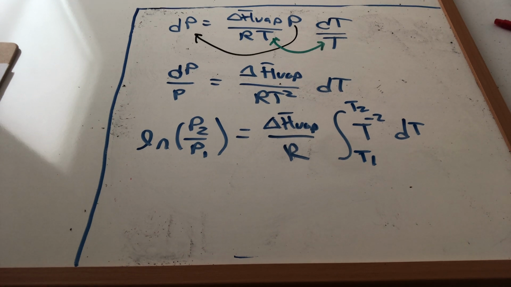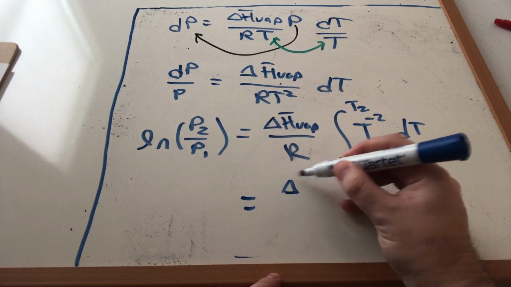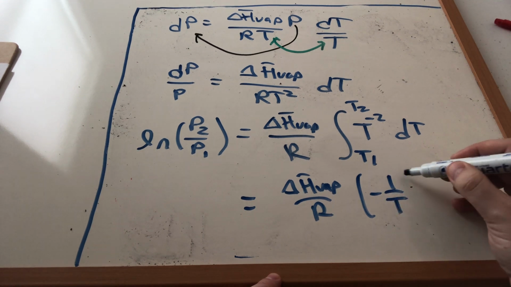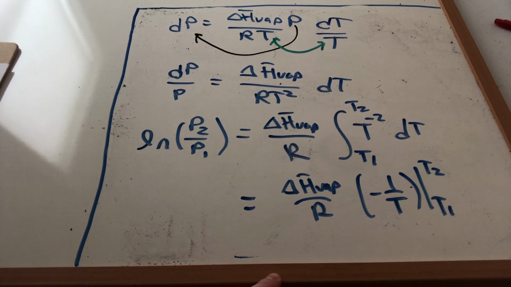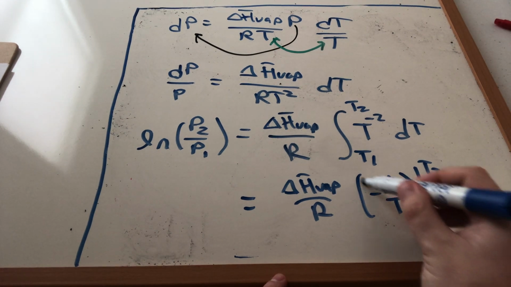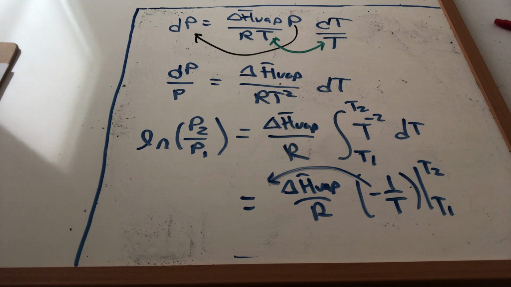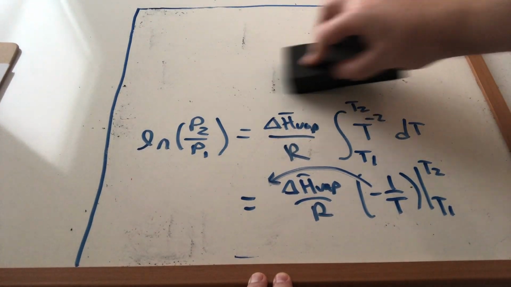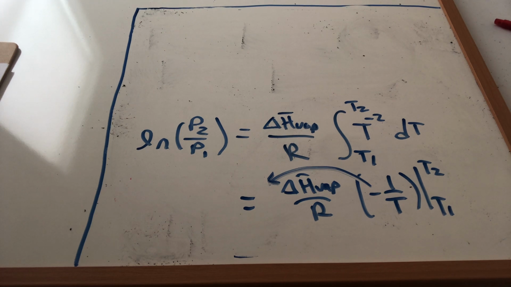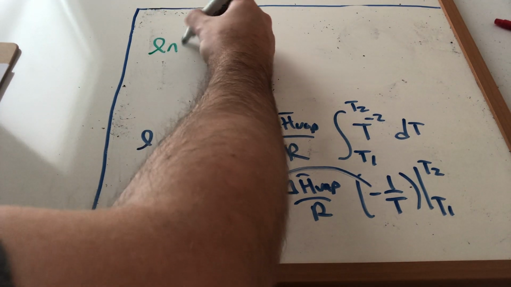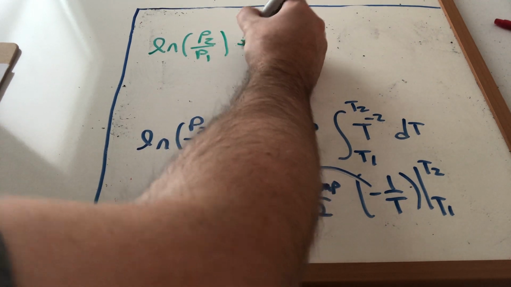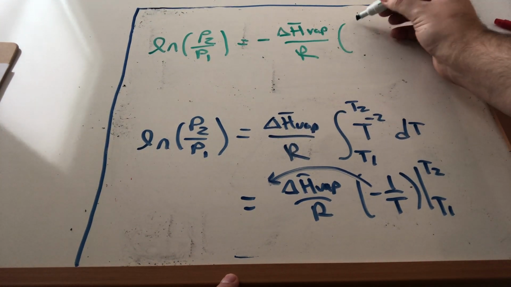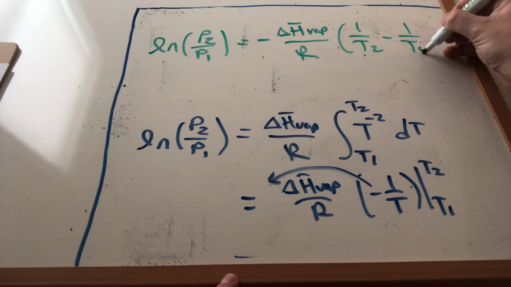Think about doing an antiderivative here. We're going to get delta H VAP over R unchanged, and here we're going to get a minus 1 over T evaluated between T1 and T2. I'm going to bring the negative out front, and keep track of the correct mathematics in how we do those analyses. We substitute in the variables and we subtract. What you'll see is we're left with something very familiar: the natural log of P2 over P1 is equal to minus delta H VAP over R times 1 over T2 minus 1 over T1.